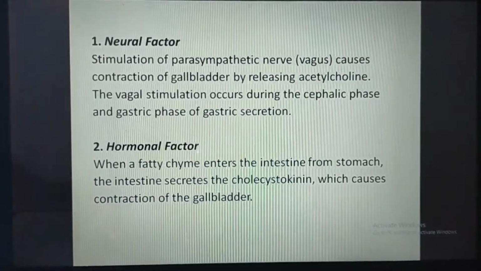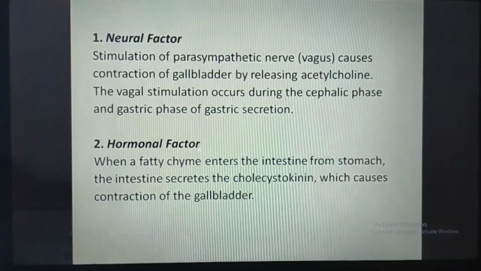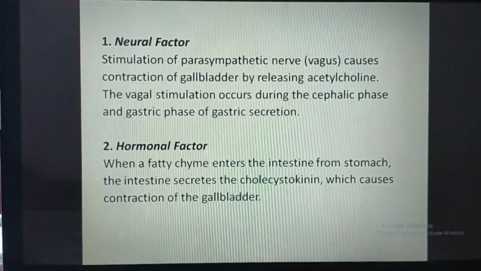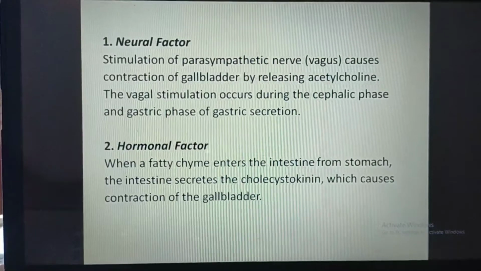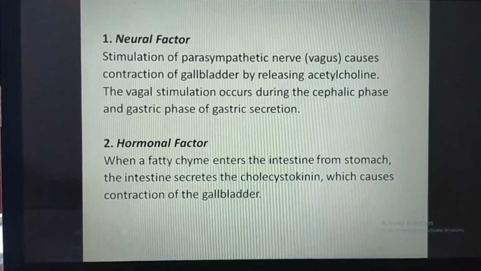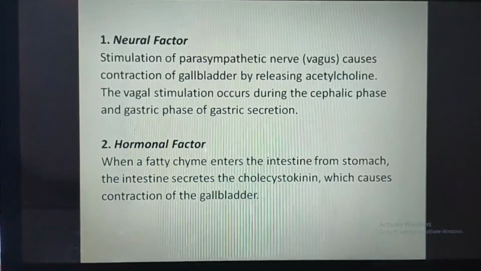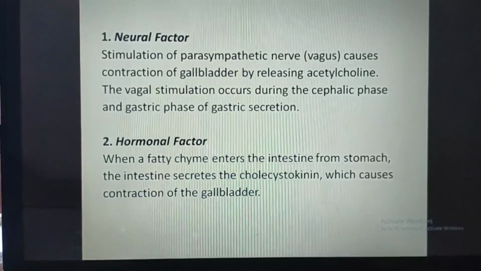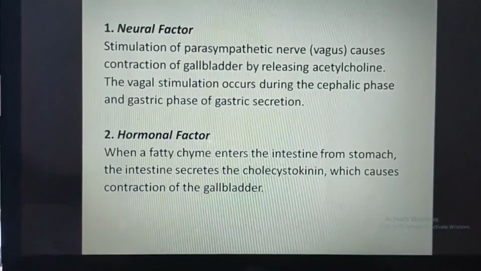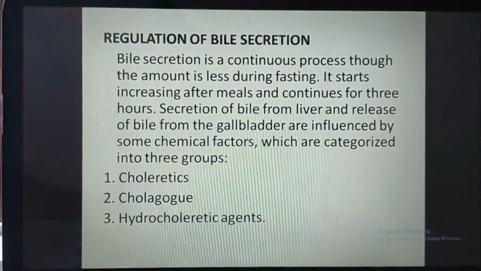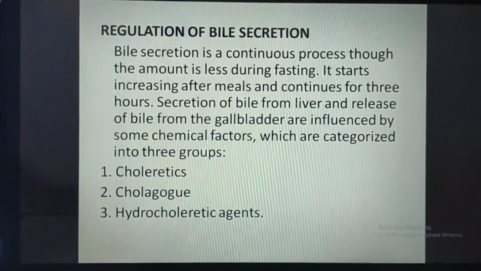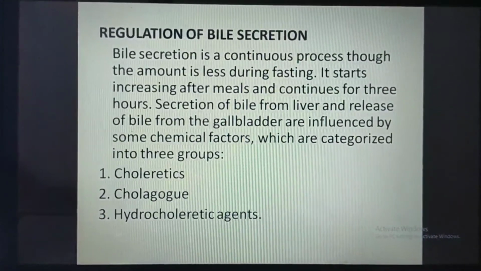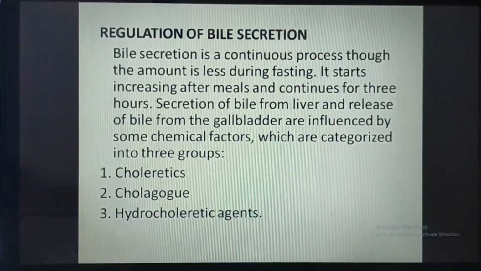And this neural factor would be the stimulation of parasympathetic nerve, which causes contraction of the gallbladder by releasing acetylcholine. The vagal stimulation occurs during the cephalic phase and gastric phase of gastric secretion. Hormonal factor. When a fatty chyme enters the intestine from stomach, the intestine secretes the cholecystokinin, which causes a contraction of the gallbladder. Regulation of bile secretion. Bile secretion is a continuous process, though the amount is less during fasting. It starts increasing after meals and continues for 3 hours.